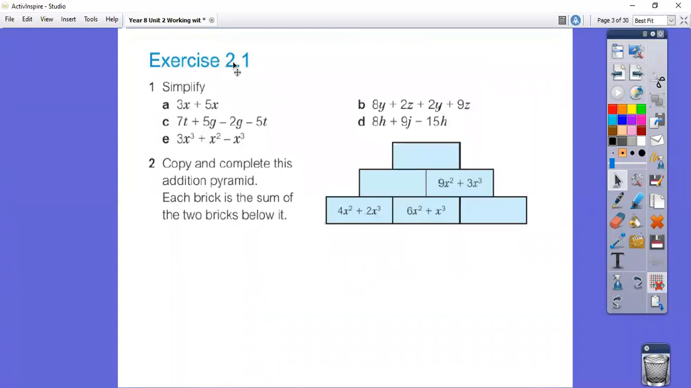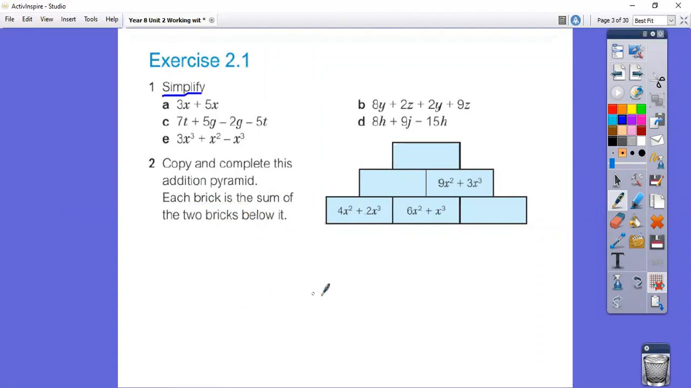So we've got exercise 2.1. The first question is simplify these expressions. And then the second part says copy and complete this addition pyramid. And remember, addition in algebra is the same as collecting and simplifying. Each brick is the sum of the 2 bricks below. So anyway, we'll look at the first one.